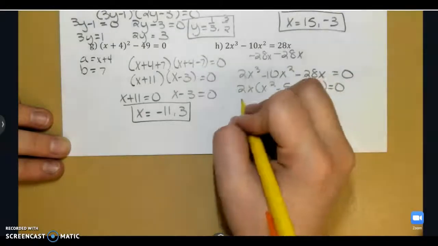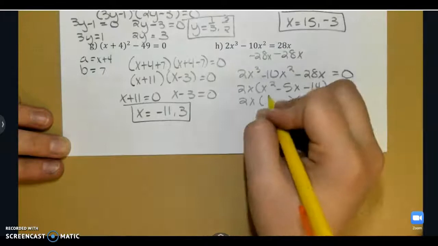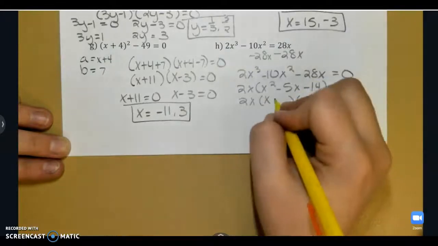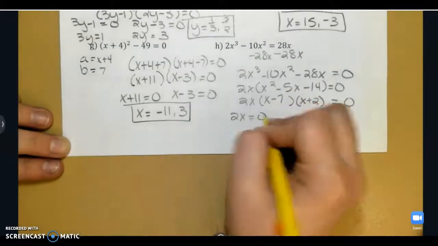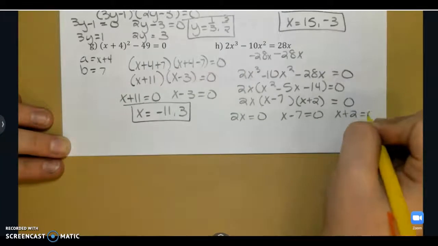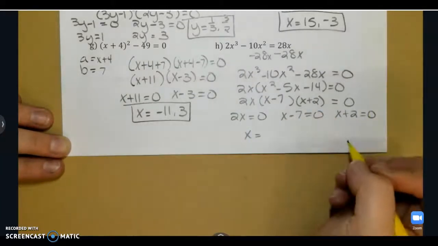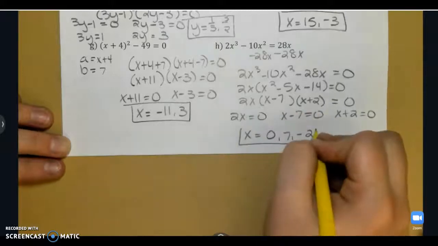So now I'm left with that trinomial on the inside to factor, looking for factors of -14 that add to 5, and that's going to be -7 and +2. So 2x equals 0, x minus 7 equals 0, and x plus 2 equals 0. So I have three solutions here, and that's 0, +7, -2. Moving on to the next side.